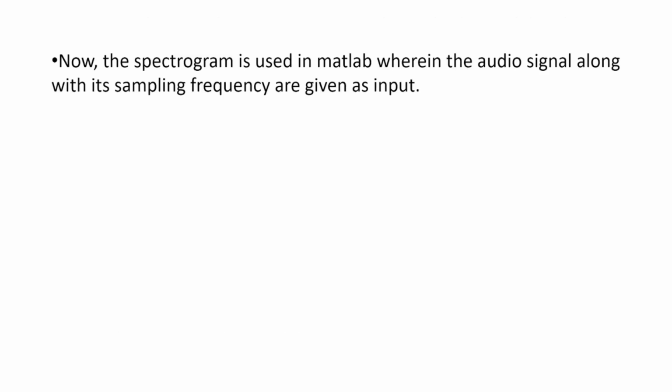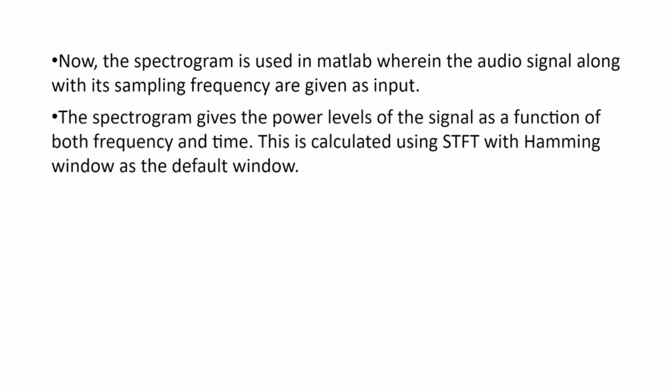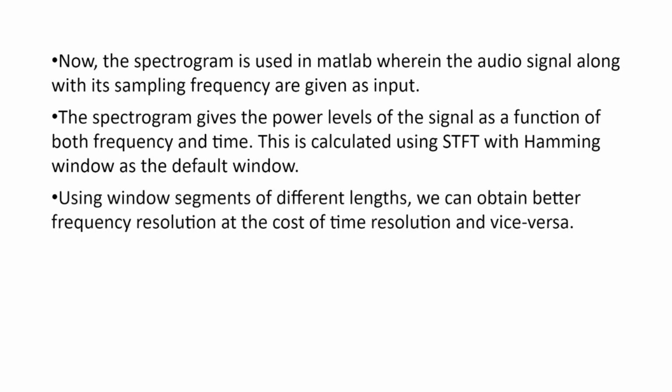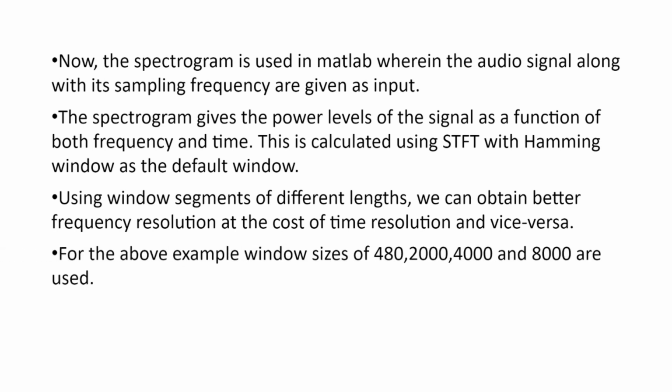Now, we will give the audio signal and its sampling frequency as the input in MATLAB to find the spectrogram. Using short-term Fourier transform, the spectrogram will give us the power levels of the signal as a function of frequency and time. By default, Hamming window is used as the time window. Using different window segment lengths, we will try to improve the frequency resolution of the signal. We will use 480, 2000, 4000 and 8000 samples as a window length in order to find out the spectrogram.